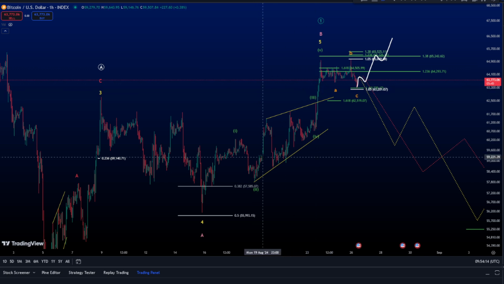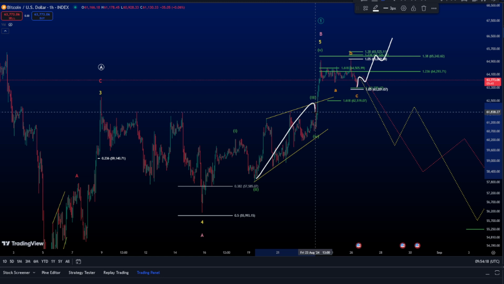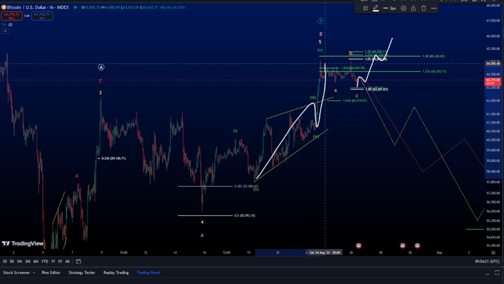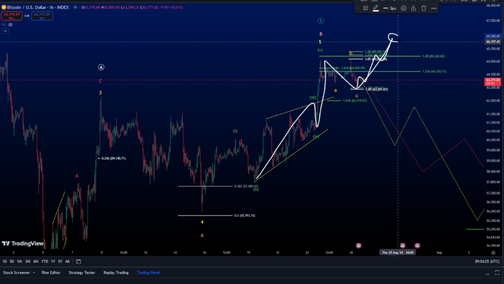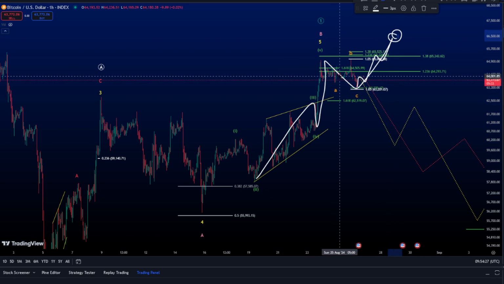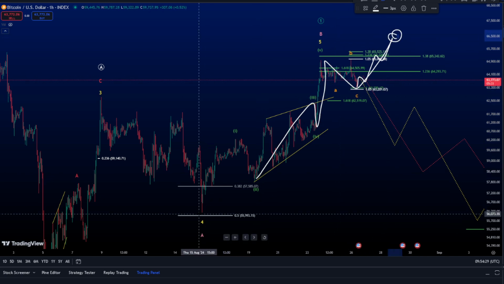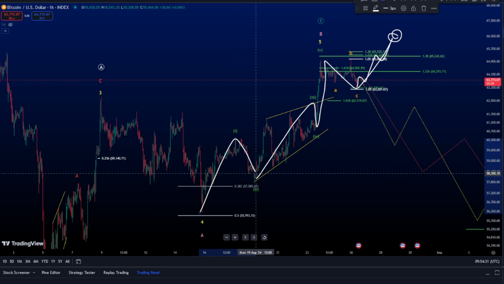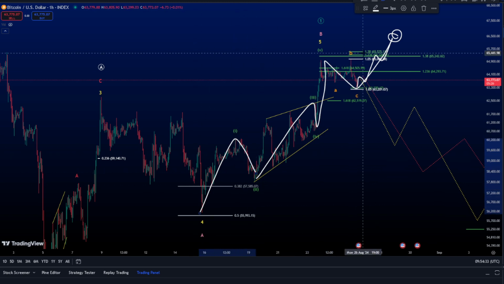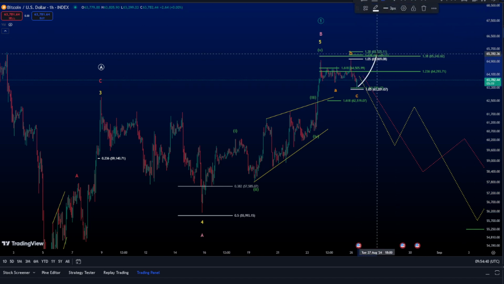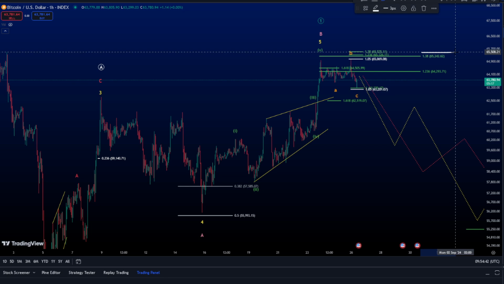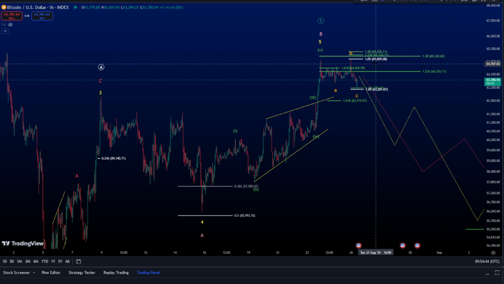What's going to happen is that this here could now be a 1, then 2, then 3, then 4, then 5. So our finished impulse will be somewhere around here, okay? And this will open an A, a B, and a C, right? So A, B, C. Now, it depends, of course, how much the price goes higher, okay? Maybe it touched only the 1.38 or around it.